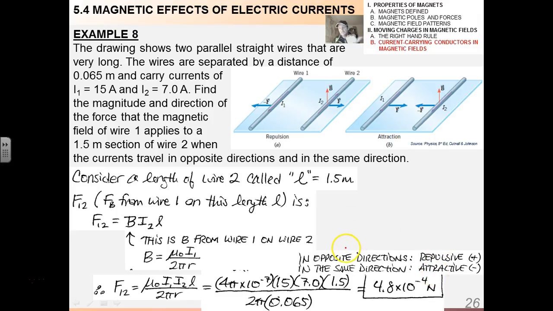If they're in the opposite directions, they're repulsive. If they're in the same direction, they're attractive, okay? So this is a beautiful, really beautiful problem in the sense that it's combining two of our basic equations, F equals BIL and B equals mu naught I over 2 pi r, okay?